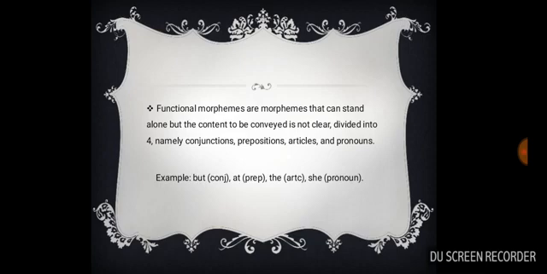functional morphemes are morphemes that can stand alone, but the content to be conveyed is not clear, divided into four, namely conjunction, preposition, articles, and pronoun. Example: but as a conjunction, at as a preposition, the as an article, and she as a pronoun.